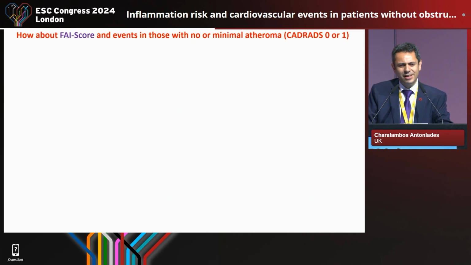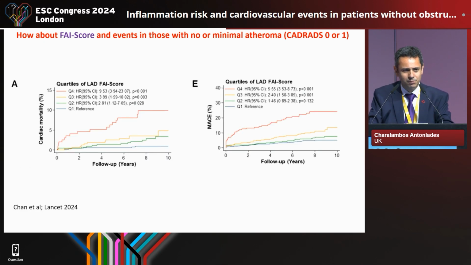Of course, another very interesting population is the really healthy, as we call them, individuals that have the coronary CT angiogram and they have no plaque at all, or some irregularities of the lumen or some minor plaque, called minor atheroma, if any. These are the ones with CAD-RADS 0 or 1. Now, in this population, the results were also rather shocking.